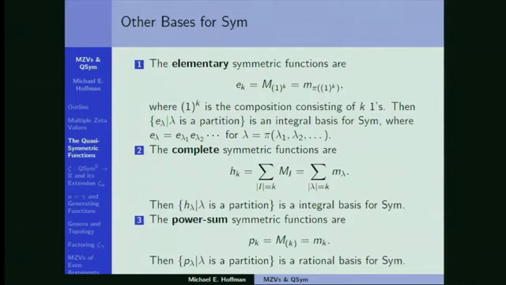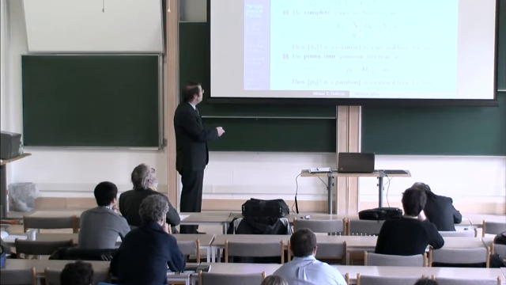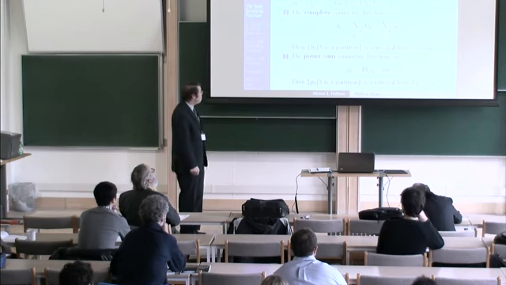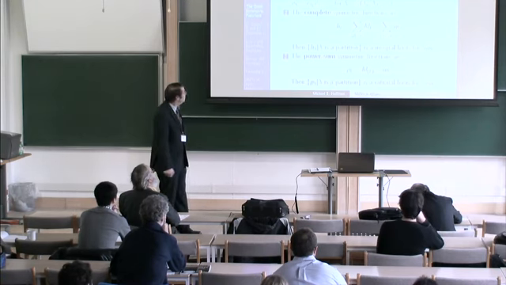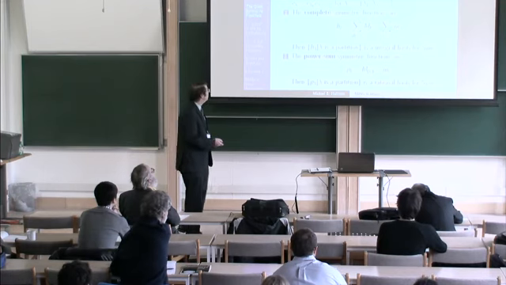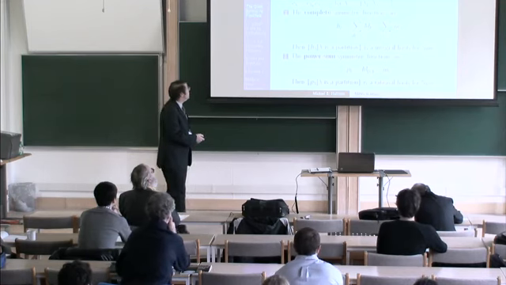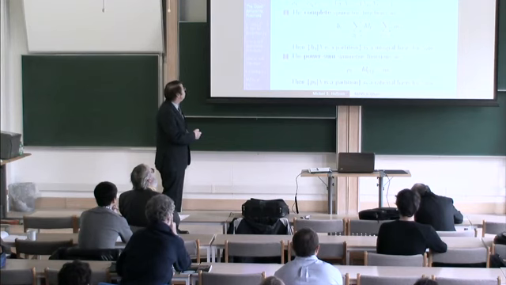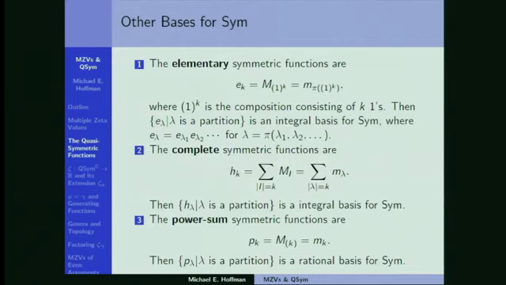You can get a basis for the symmetric functions by just using products of elementary symmetric functions. The complete symmetric functions are just the sum of all the monomial symmetric functions or monomial quasi-symmetric functions of a given weight. And then you have the power sums, which just correspond to partitions or compositions of one part. So p sub k is just the sum of the kth powers of the infinitely many variables, x1 to the k plus x2 to the k plus, and so on. Okay, and of course, you can get bases by taking products of elementary symmetric functions, products of complete symmetric functions.